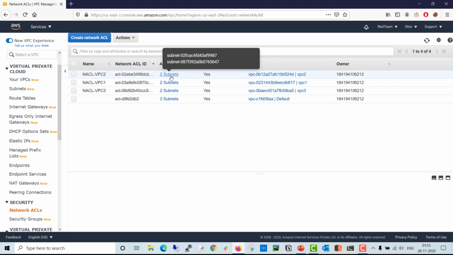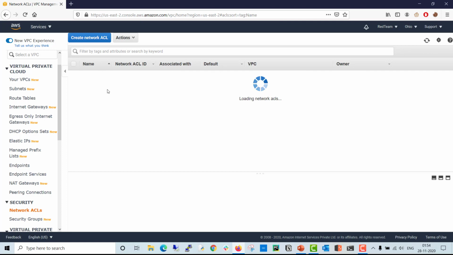You can see here the association is really important. Maybe in a given VPC you have one routing table attached but associated with different subnets. So try to understand the difference between attachment as well as association. This is really important. Routing table or NACL is attached to the VPC but associated at the subnet level.